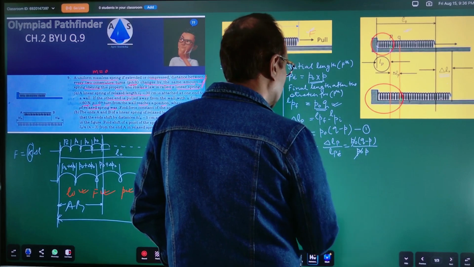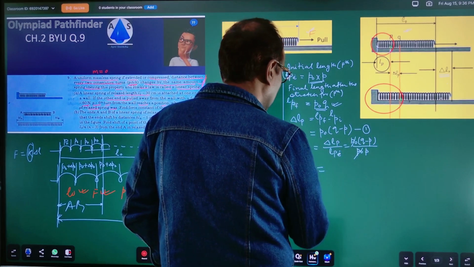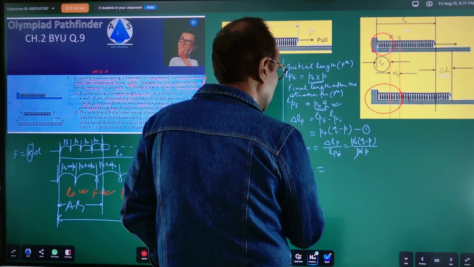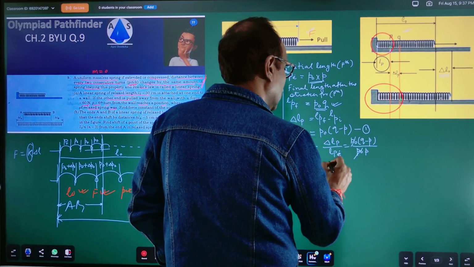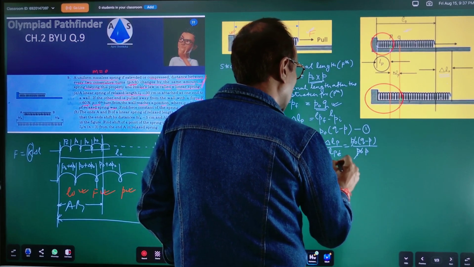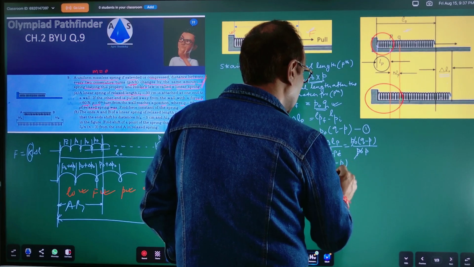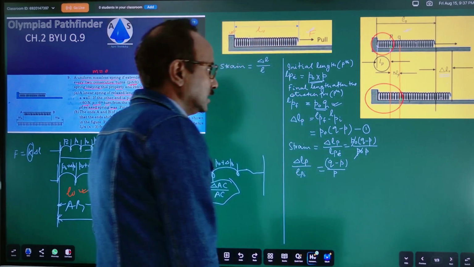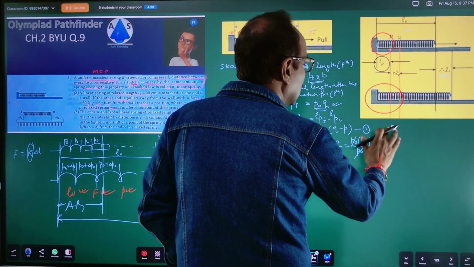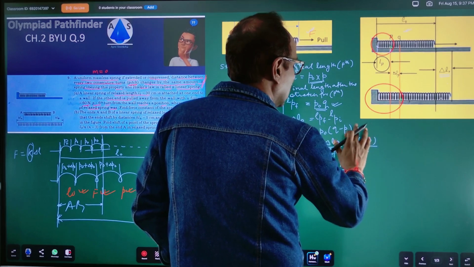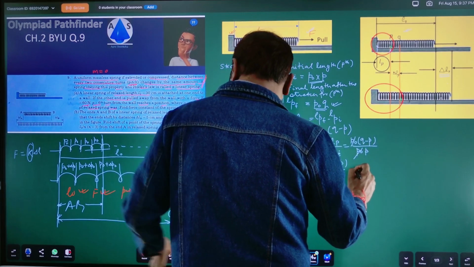So strain in this section will become delta LP by LP initial, Q minus P divided by P. And this one we will say equation 1.